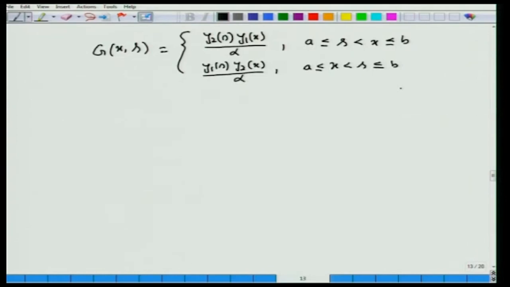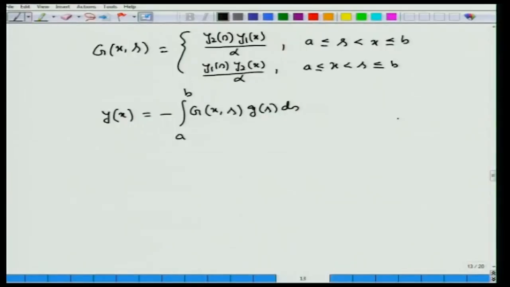So, with this definition for g(x, s), we can write the solution to the boundary value problem as minus integral a to b g(x, s) g(s) ds. This is a solution for the non-homogeneous boundary value problem, which is a Sturm-Liouville boundary value problem. Now, in some books you can find that this minus sign is absorbed into the definition of g(x, s), and in that case the minus sign will not appear here.